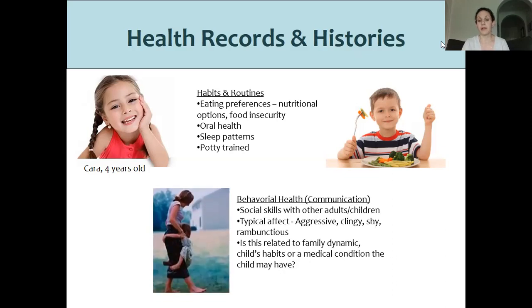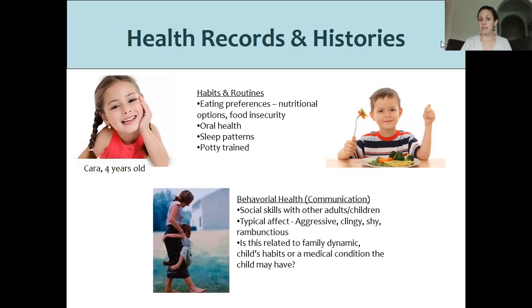And then behavioral health. And this kind of goes hand in hand with communication. So what does the family see as the type of social skills that this child has, not only with other children that they've interacted with, but with other adults? Some children will be very shy around adults, but very outgoing with young children their age. And so it's important to find out what their social skills are like.